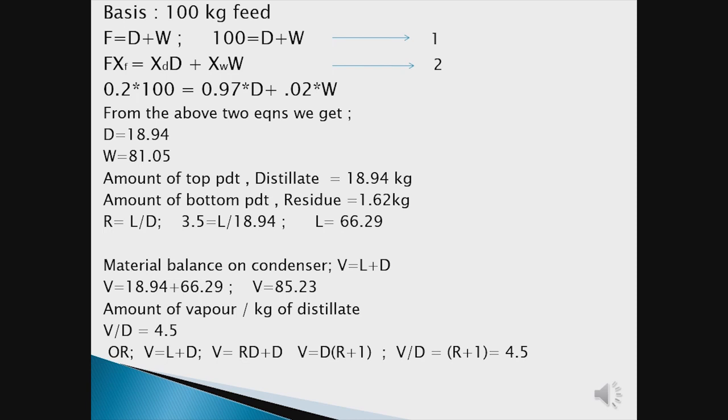equal to 4.5. What we have to find in this question is the amount of vapor per kilogram of distillate. That is the V by D. So we have found it in two ways, that V by D equal to 4.5.